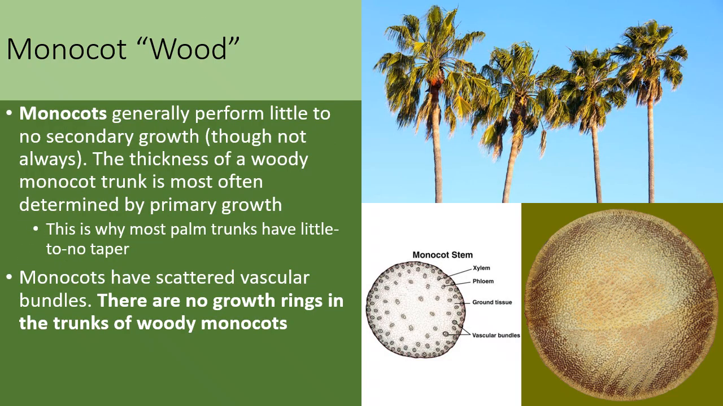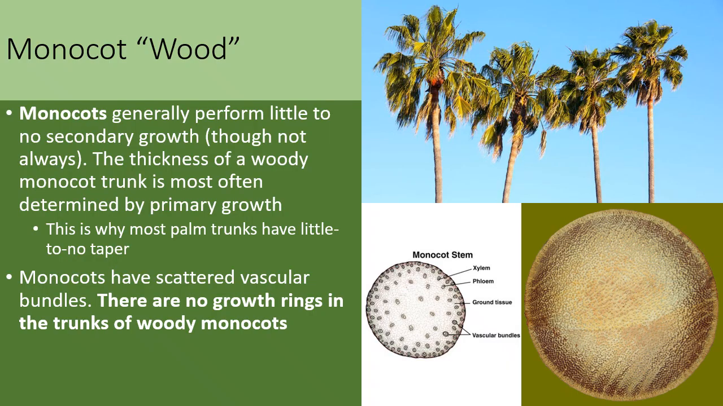Okay, so monocots. I wanted to discuss them with just one slide because monocots are interesting. There are some examples of woody monocots, like some species of yuccas, most famously palms. There are a lot of woody palms. Not all palms are woody. Some of them are mostly herbaceous. But monocots really don't have wood in the same way that dicots or conifers do.